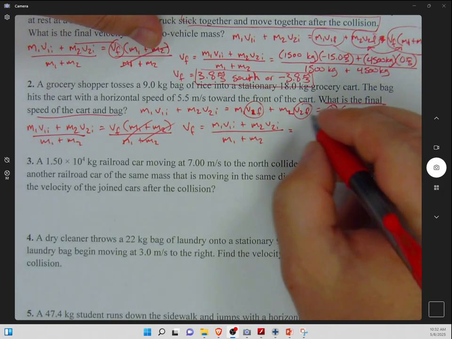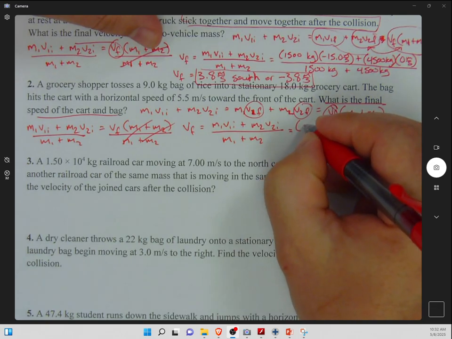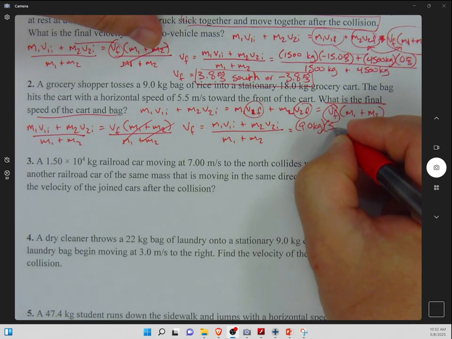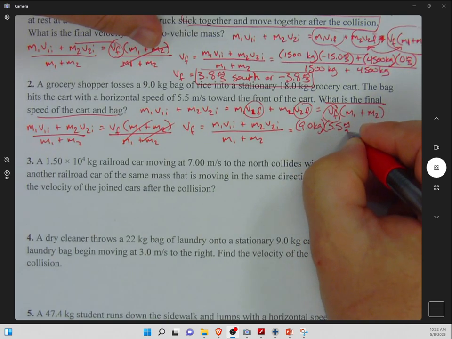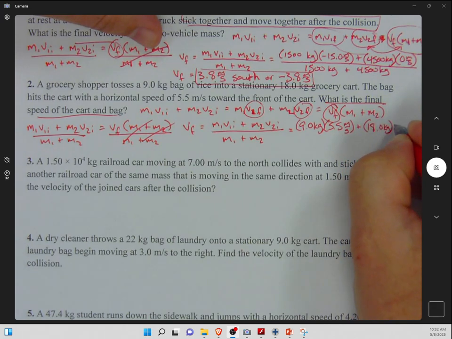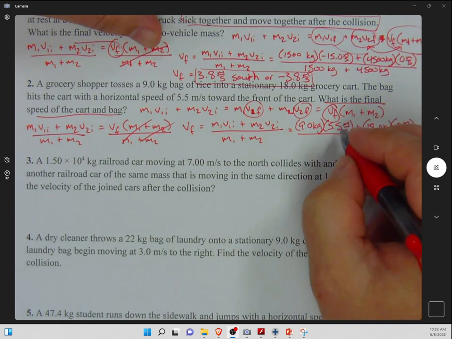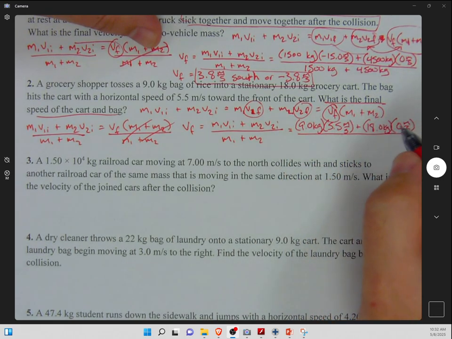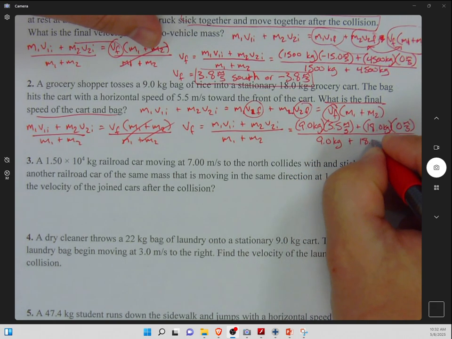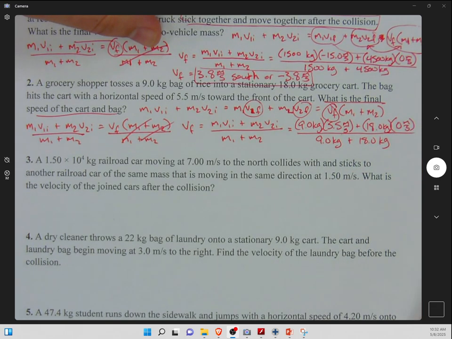Now I have to look back through my problem here. That's 9 kg. It's going to be 5.5 meters per second, I believe. And then I have an 18 kilogram cart, and that actually started at rest. Then I'm going to divide by the sum of the masses, which ends up being 9 kilograms plus 18 kilograms.